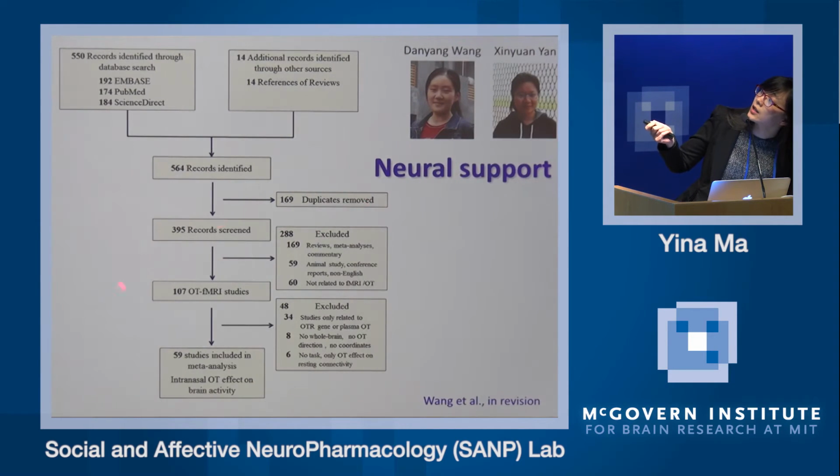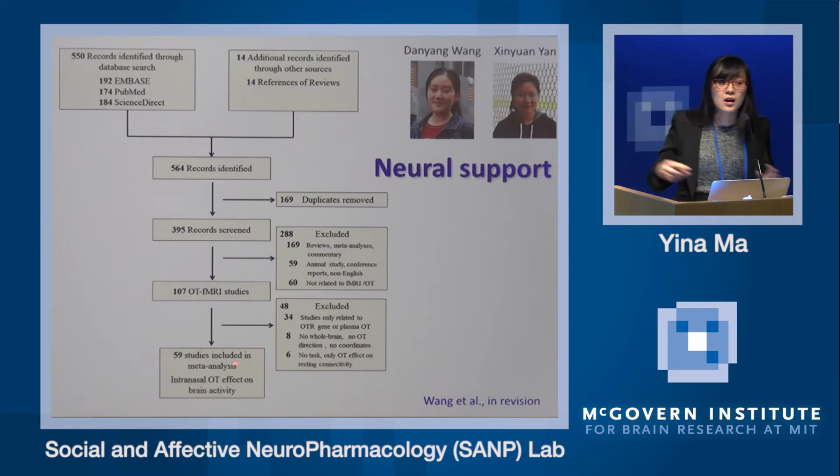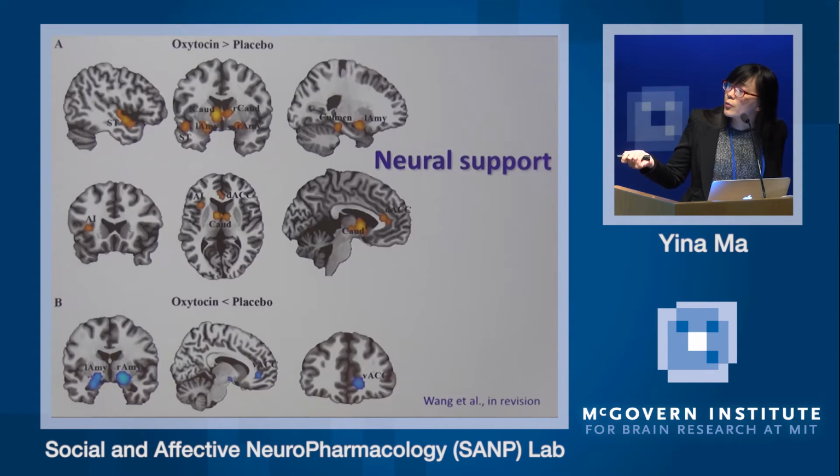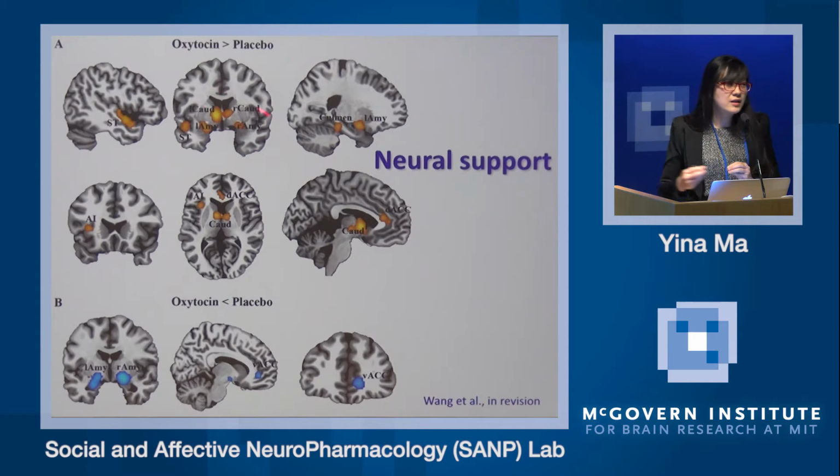We can see that oxytocin increased the brain activations in the bilateral amygdala, bilateral caudate, and also in the superior temporal regions. Those are the main regions of emotional processes and the social brain. And also, oxytocin significantly reduced the activation in the amygdala and also the dACC. These regions are the key regions for the saliency network and also for negative emotion.